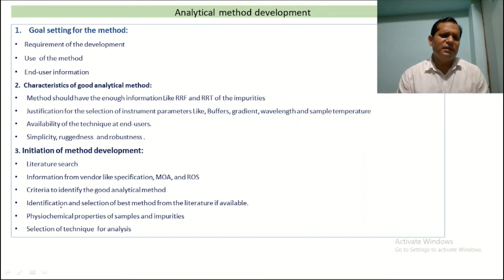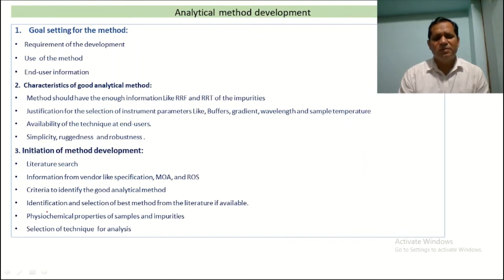After getting the information from the literature, we have to finalize and select. Sometimes we have a few methods, two or three. Then we have to see which method we can use for our compounds. If any method has more information as compared to the other methods, we have to choose that method for the initial development purpose.